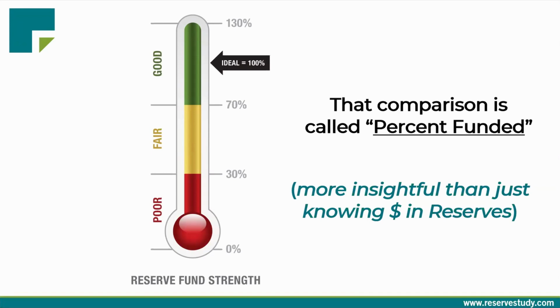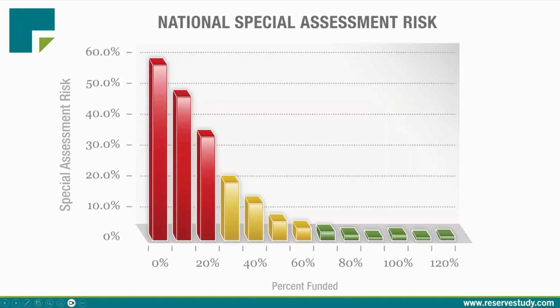Okay, so we calculate your percent funded, and that's insightful because knowing your percent funded reveals your special assessment risk. Because if your association doesn't have much cash, you're at a high risk of special assessment when the project comes due and you don't have the money. That's just a known fact.